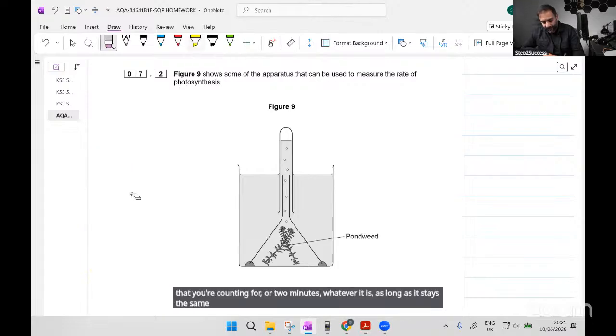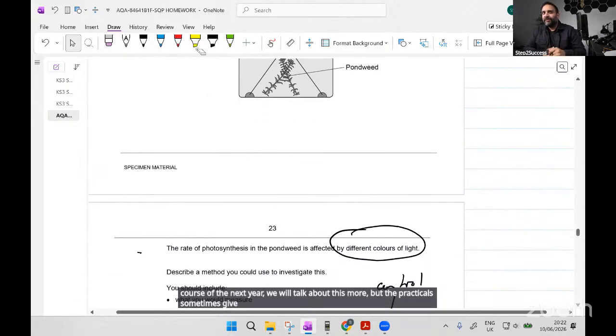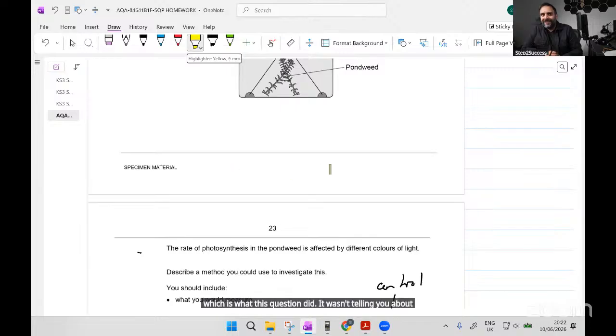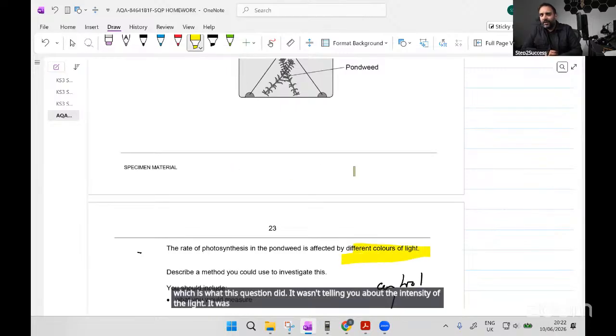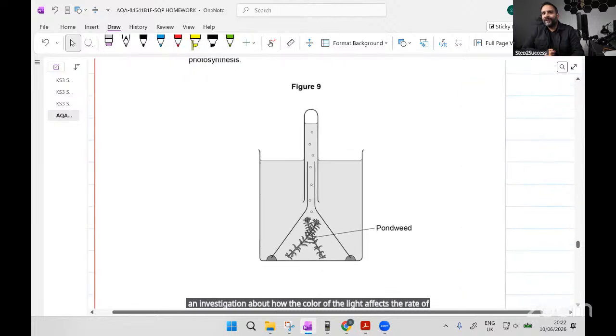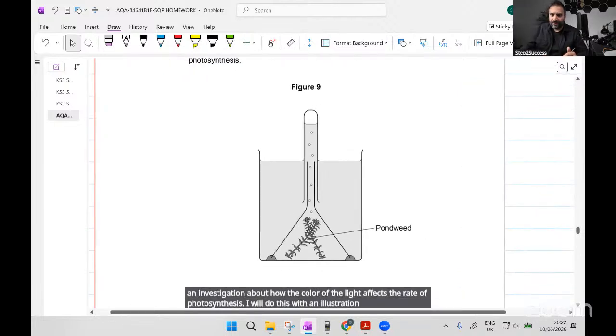But this question, and this is what these practicals do, and over the course of the next year we will talk about this more, the practicals sometimes give you a slightly different scenario, which is what this question did. It wasn't telling you about the intensity of the light, it was about the color of the light. So they're basically asking you, how would you do an investigation about how the color of the light affects the rate of photosynthesis? I will do this with an illustration to demonstrate this.